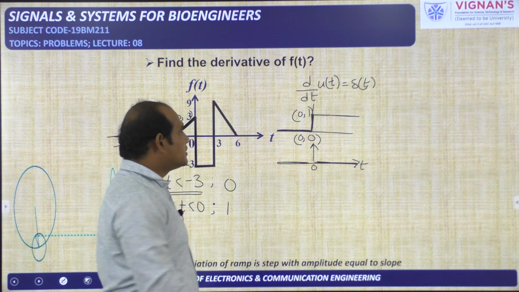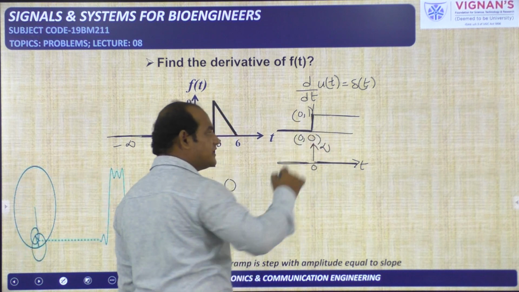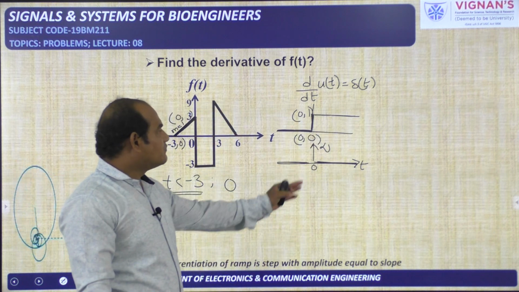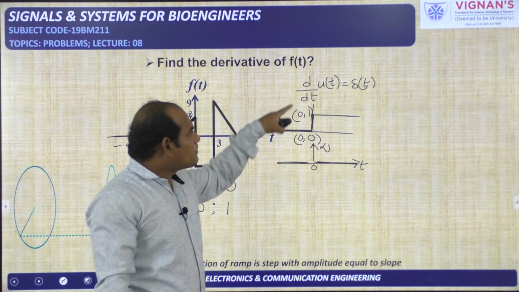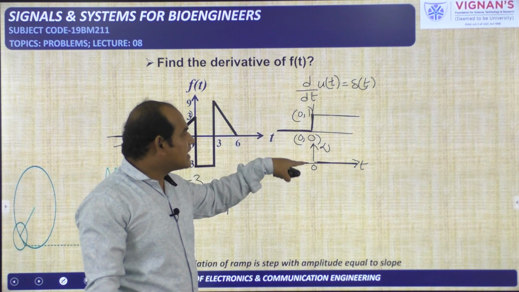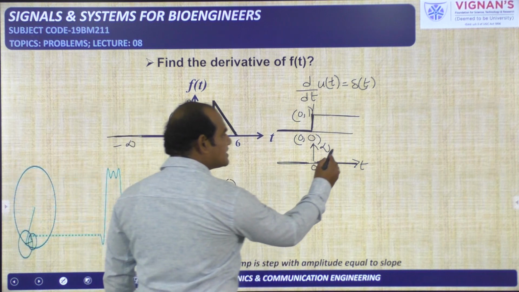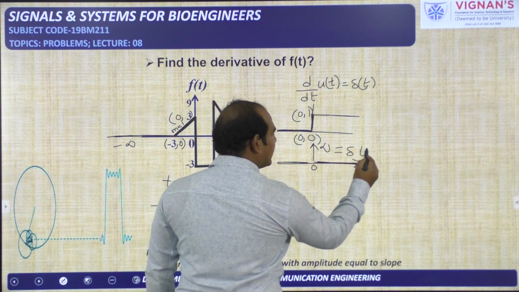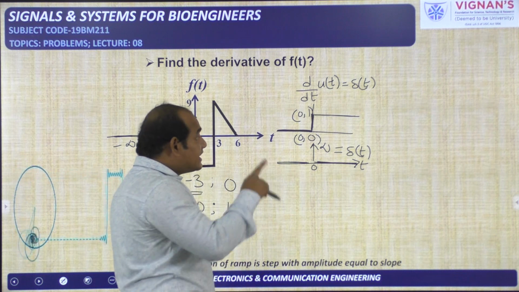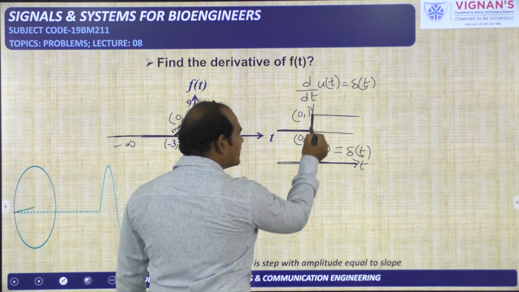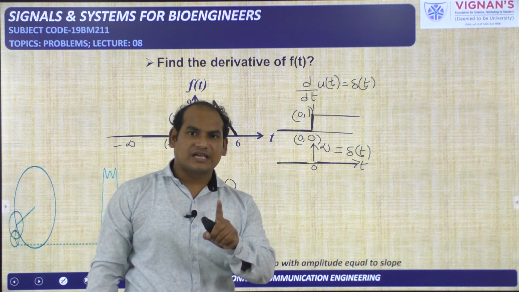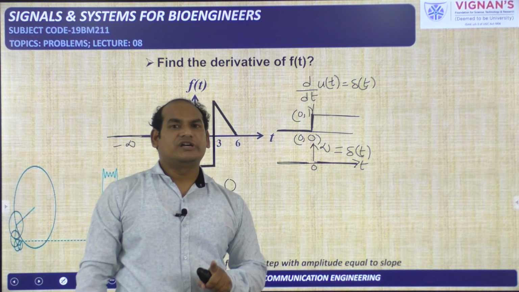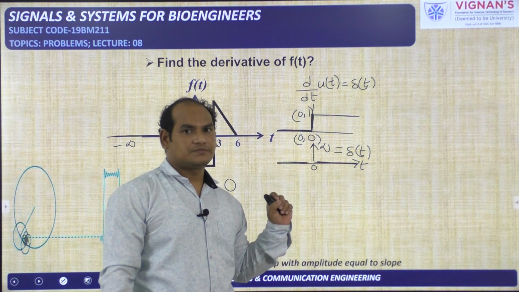At t equal to 0 we get infinity amplitude. So what is the conclusion here? We performed the derivative for the u of t signal and we got the impulse signal. In other words, the derivative of a discontinuity gives the impulse signal only. So wherever you have a discontinuity, its derivative is an impulse signal.